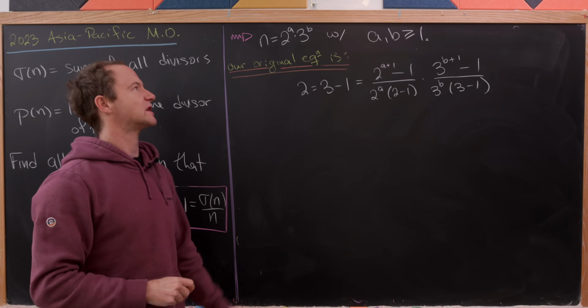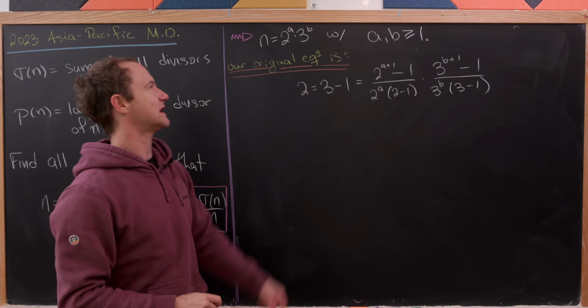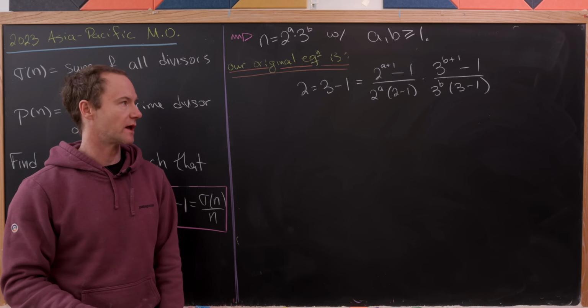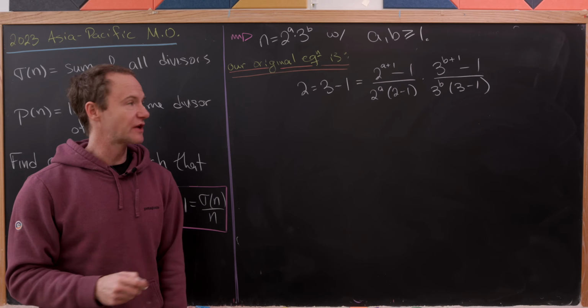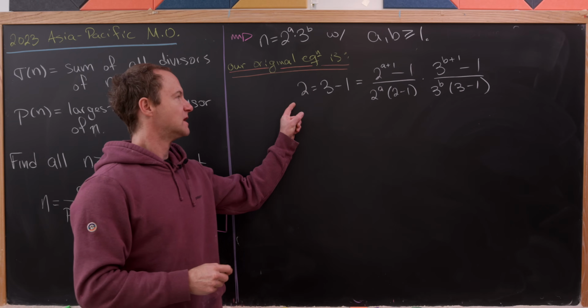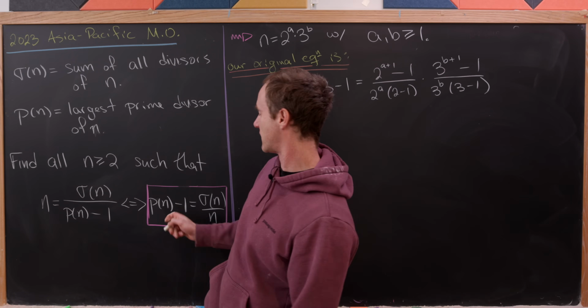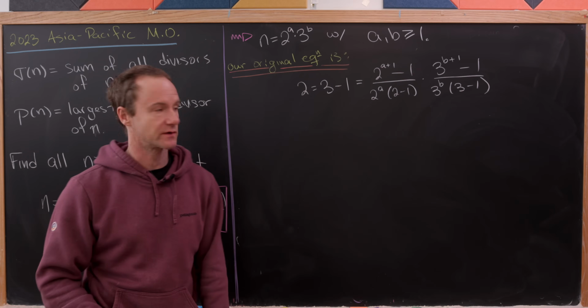All right, so everything we've done so far has led us to n being of the form 2 to the a times 3 to the b, where a and b are bigger than or equal to 1. Now our original equation has the following form. So we've got 2, that's equal to 3 minus 1, which is this p of n minus 1. The largest prime here is 3.